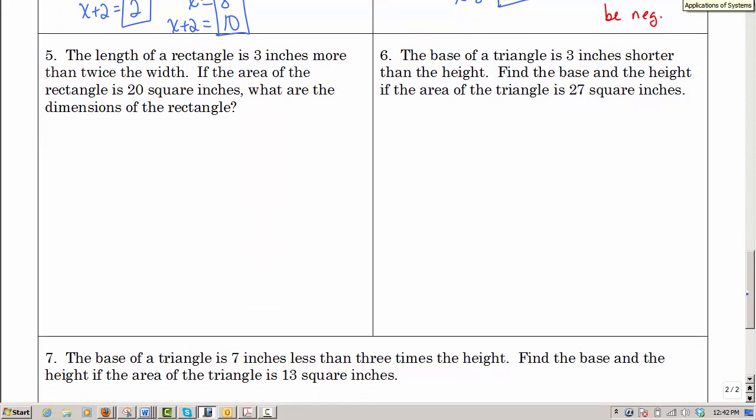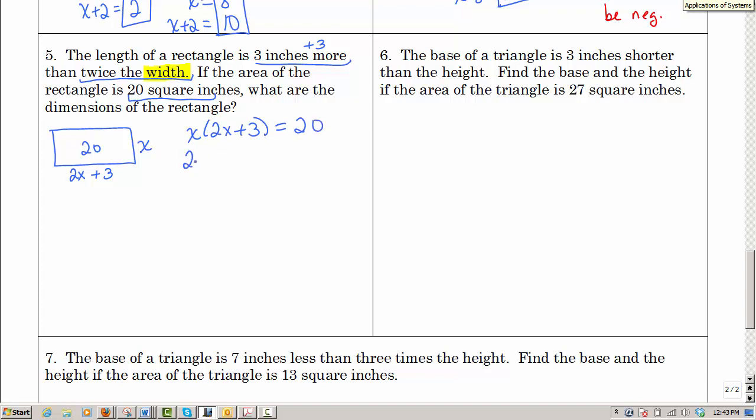Let's do another rectangle problem. So the length of a rectangle is 3 inches more than twice the width. So again, I'm going to let whatever's mentioned last in my sentence be x. The length is 3 inches more, so I'm going to add 3 to twice the width. Remember, that's 2 times. That's twice the width. The area is 20 square inches. What are the dimensions? So again, we want to multiply these together. We want to distribute. We want to set them equal to 0.